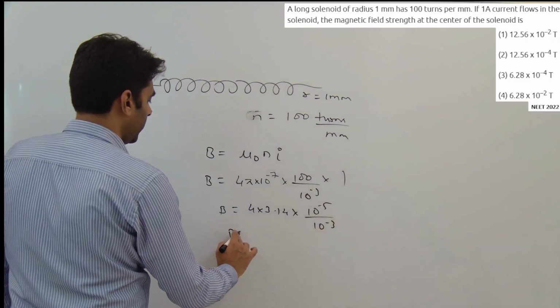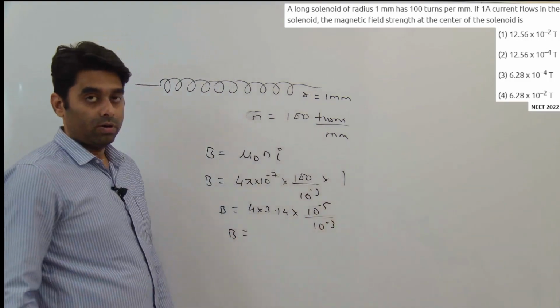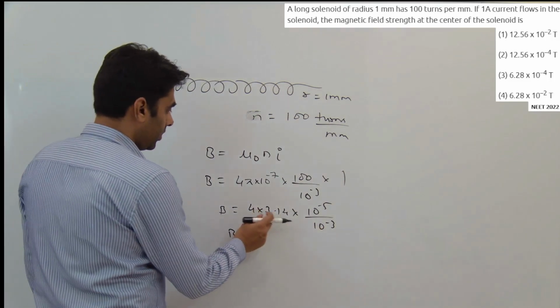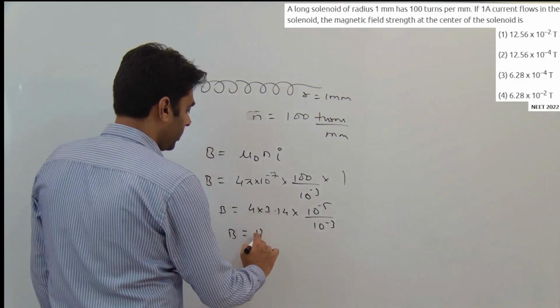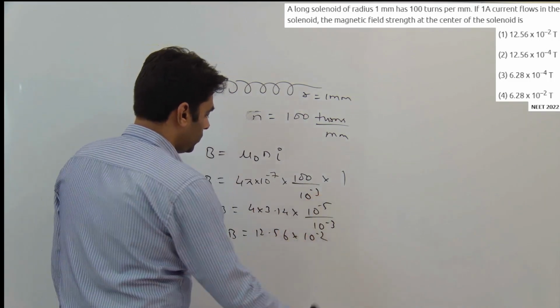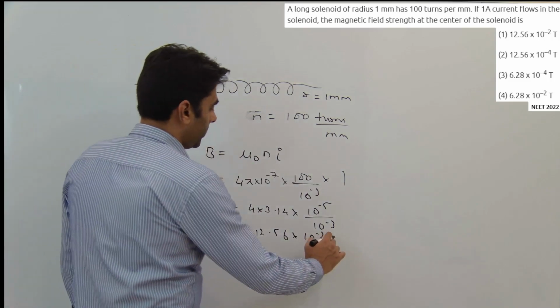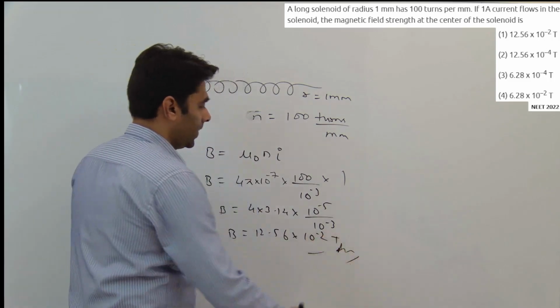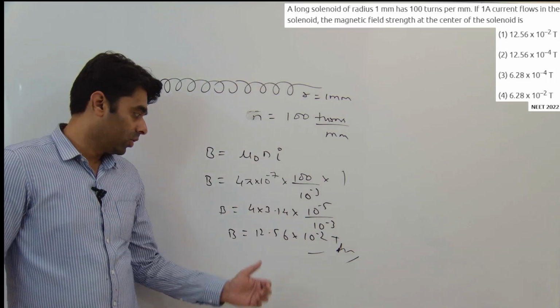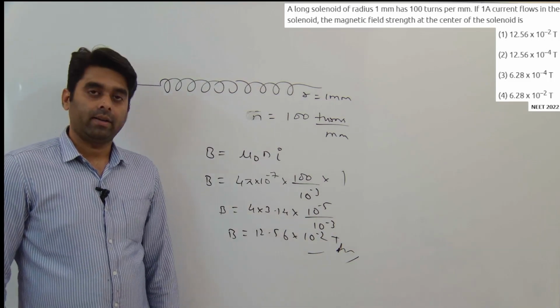So B value comes out, which option are we having? 3.14 into 4 will be 12.56 into 10 power minus 2. 12.56 into 10 power minus 2 Tesla. Which option is it? Option number 1. Yes, option number 1 will be the correct answer. Let us move ahead.